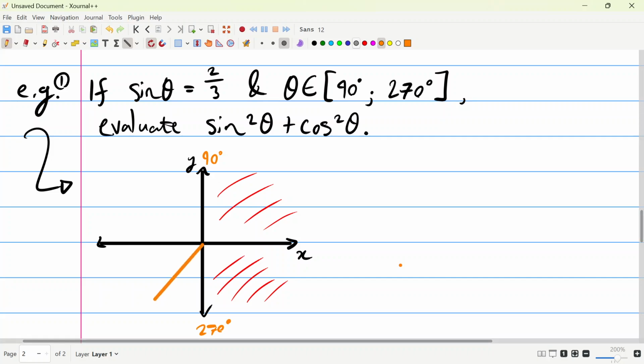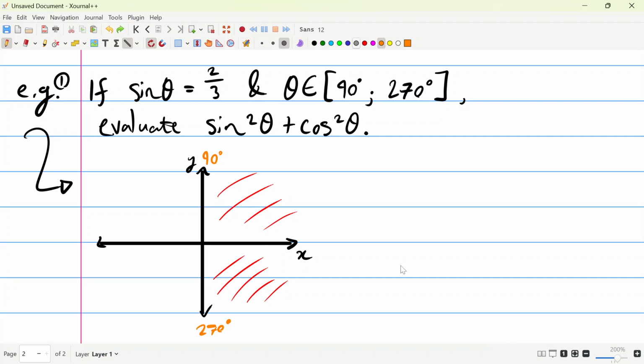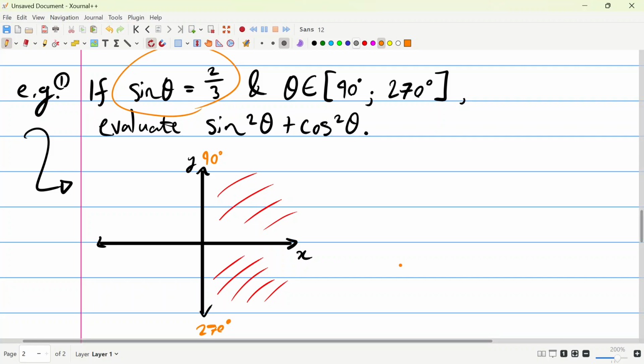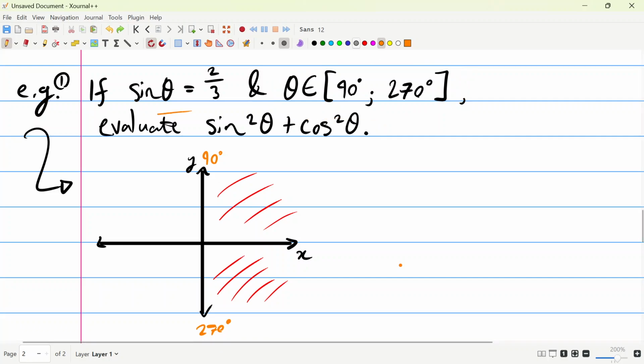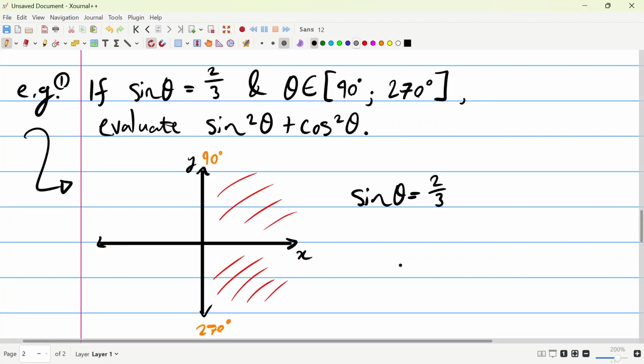And how do we know which quadrant to put it in? That is when we use what else we are given, which is this one here. So the first step is to obviously look at your interval that you're given, what are the restrictions that you have, and then the next step is to use the trig ratios that you know. So we know that we are working with sine theta, which is 2 over 3 in this instance.